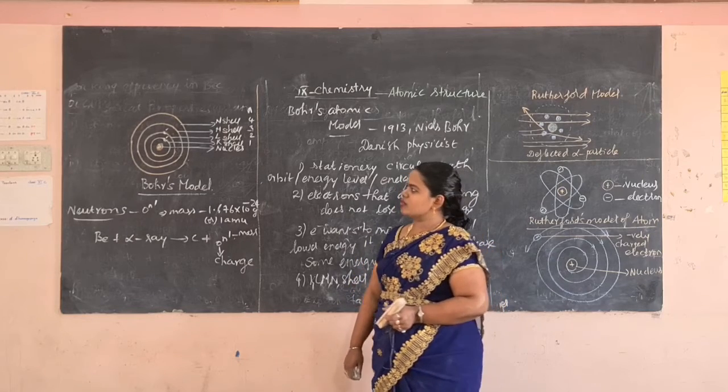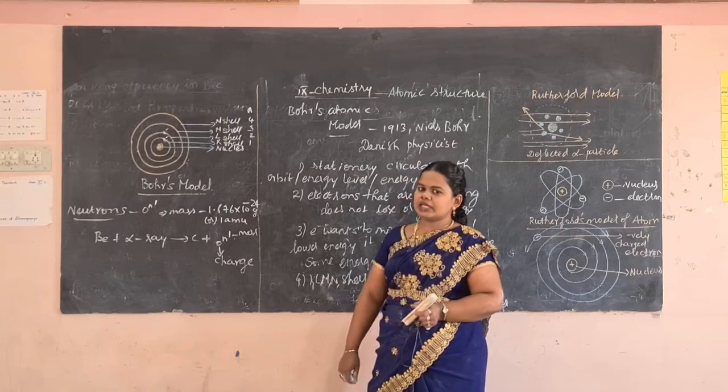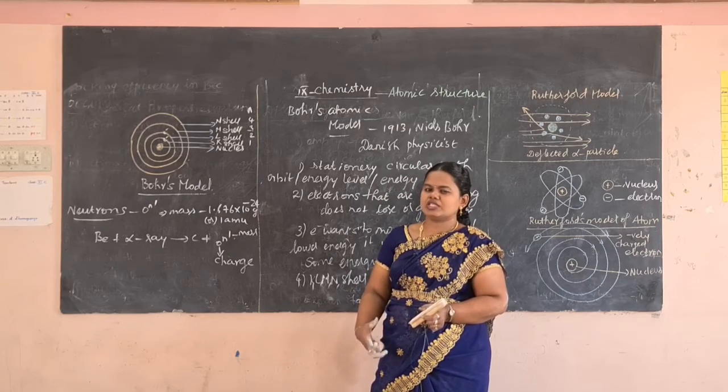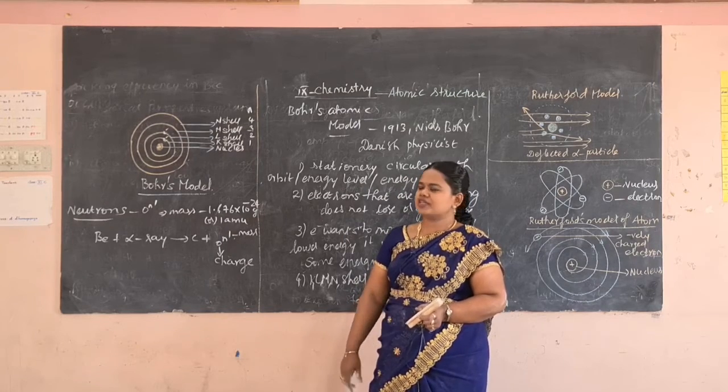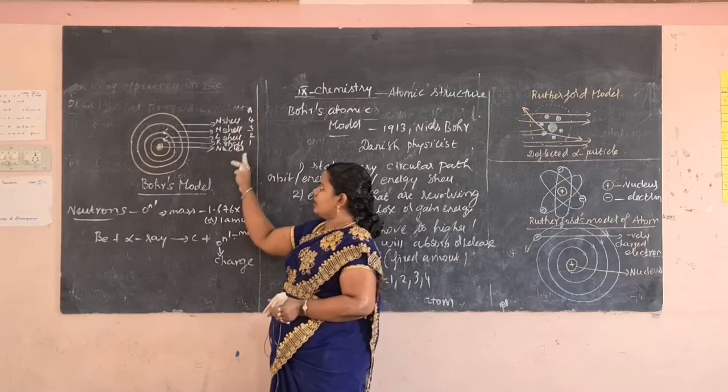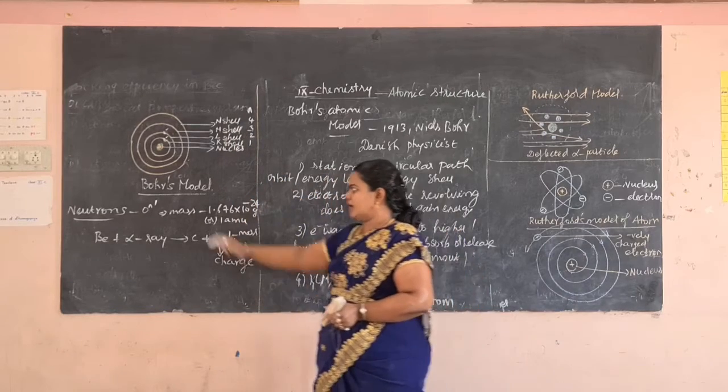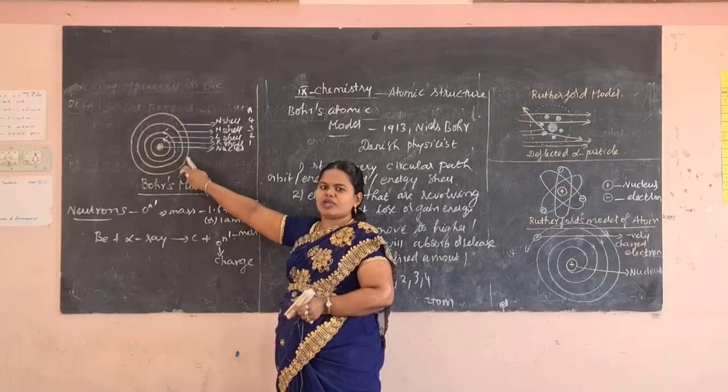So this is the Bohr's atom model. Here the energy will be a fixed amount of energy, each and every orbit will have a fixed amount of energy. These are called energy levels or energy shells, and this is the Bohr's model or Bohr's atomic model.